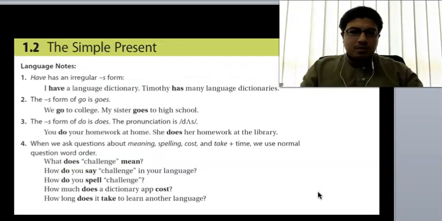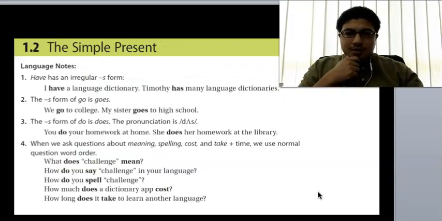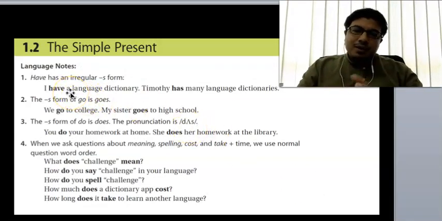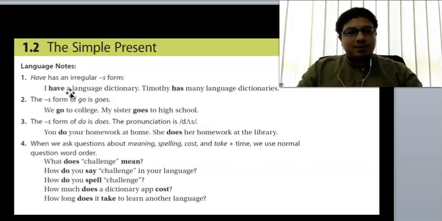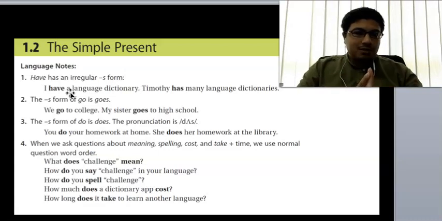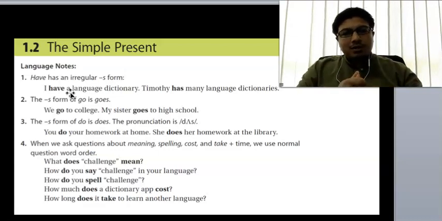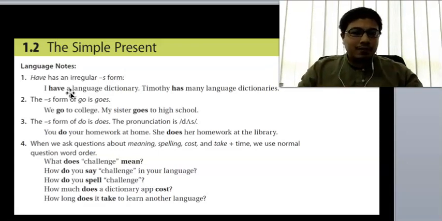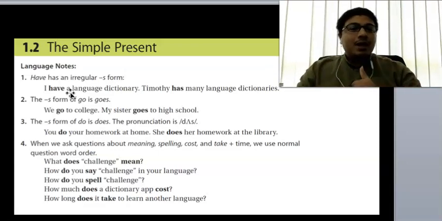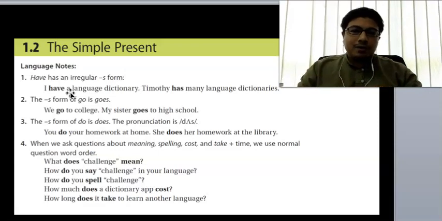So now let us move on to the next part. Have and has. So the simple present tense of had is has or have. If you have one person, the person is singular or the object is singular, you use has. If more than one, you use have. But if it is an I, you use have as well.